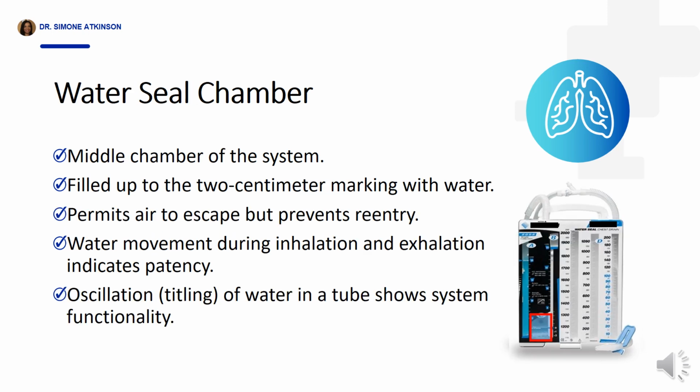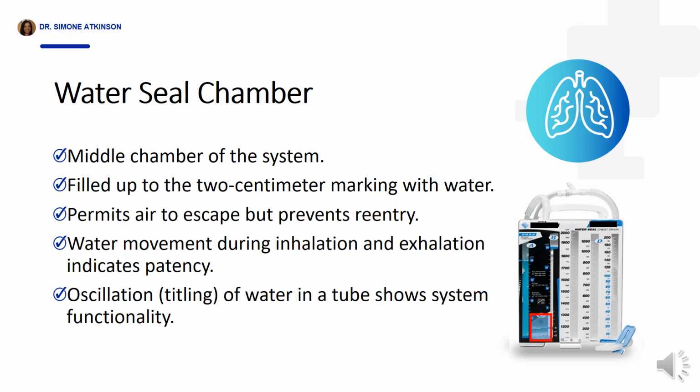So the water seal chamber, located in the middle, is filled up to a 2-centimeter mark with water, and this water serves the purpose of allowing air to exit the system while preventing its re-entry. And as the patient inhales and exhales, the water within the chamber moves in an up and down motion, which is known as oscillation or tidaling. And this movement is observed through a tube in the chamber and serves as an indicator of the patency of the system.